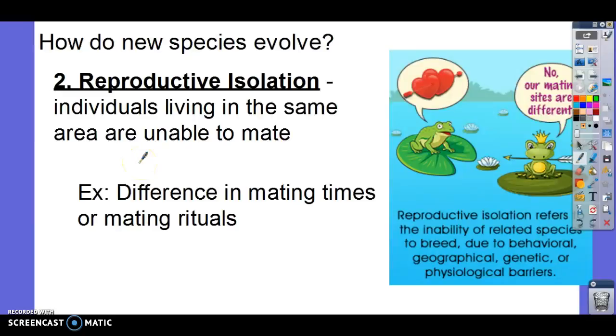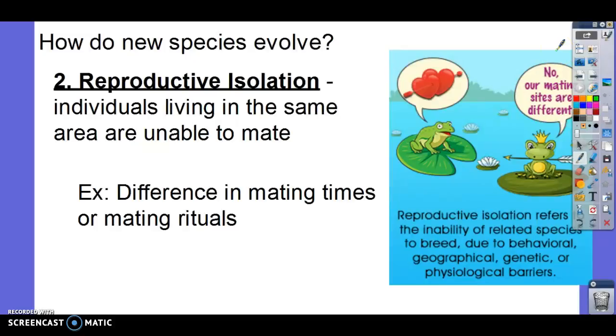So let's say, for example, one population of frogs, right? Some of them mate in early May and some of them mate in late May. Because they mate at slightly different times, maybe over time they evolve into two different populations and then two different species from there. Again, we're talking over hundreds of thousands of years. This doesn't happen instantly, okay? So when we talk about making new species here, we're talking over a long period of time.